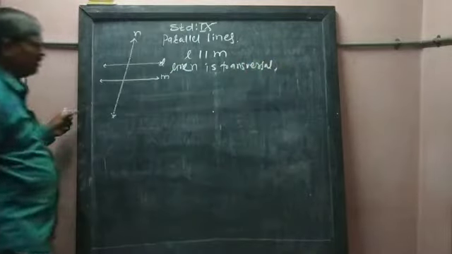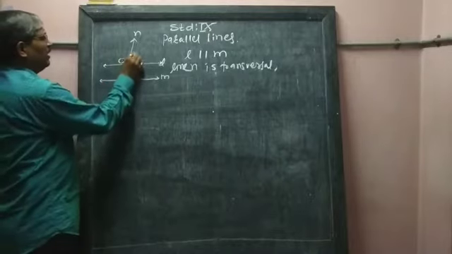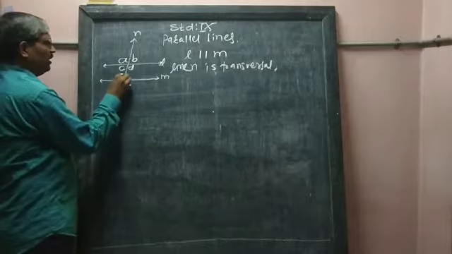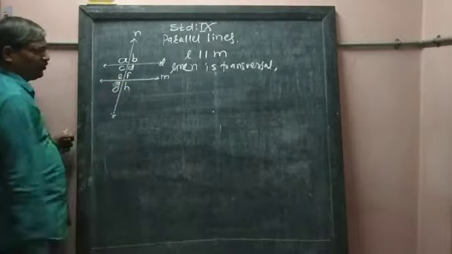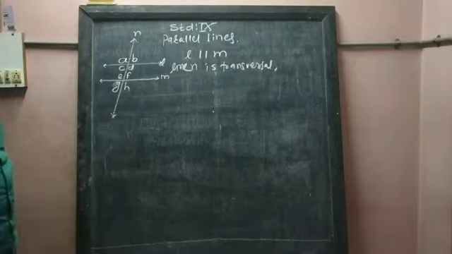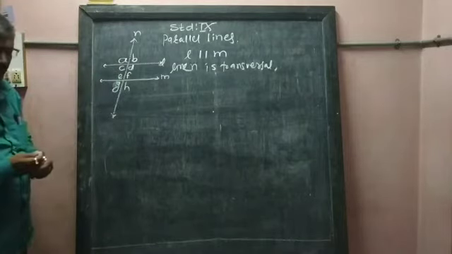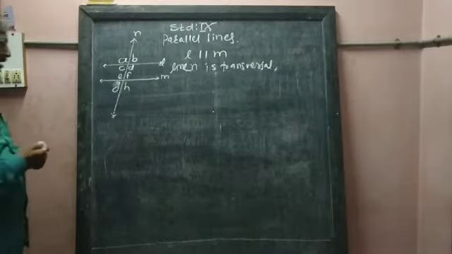So here, two lines are parallel: line L and line M, L parallel to M, and N is the transversal. Then how many angles are formed? A, B, C, D, E, F, G and H. Totally 8 angles are formed. We will see which are the corresponding angles.